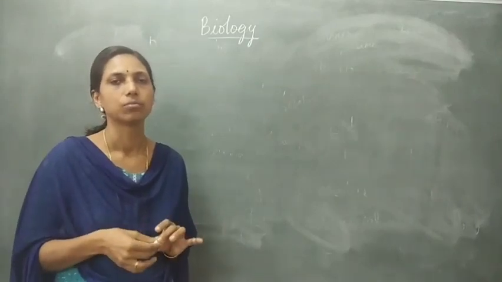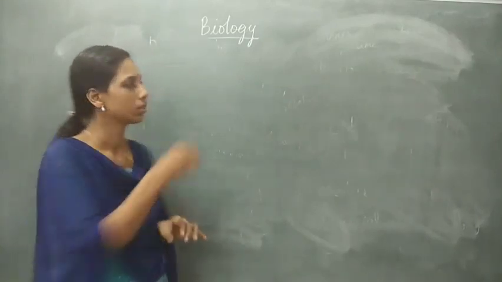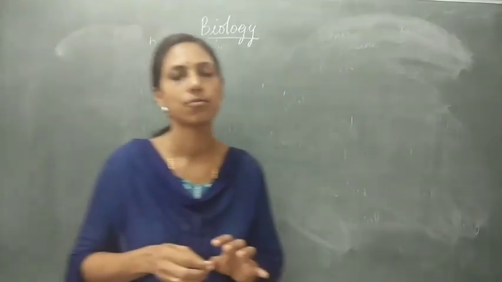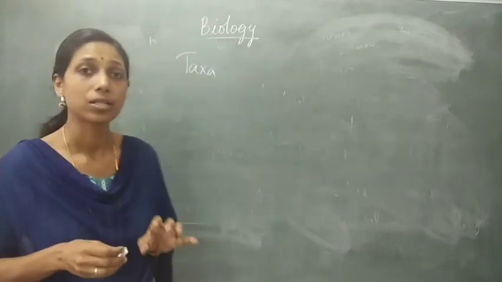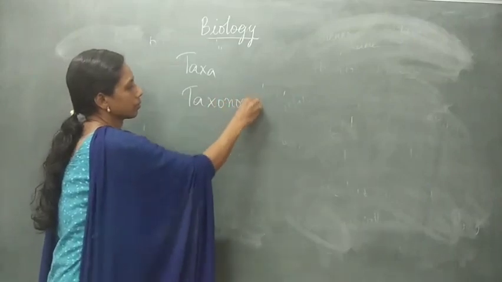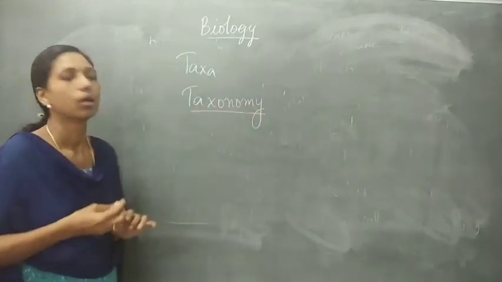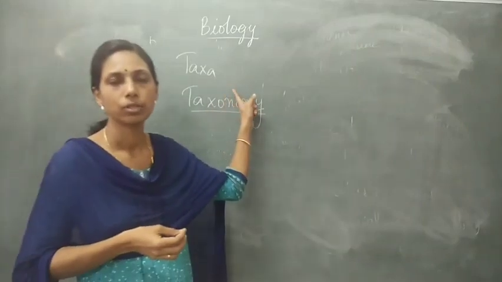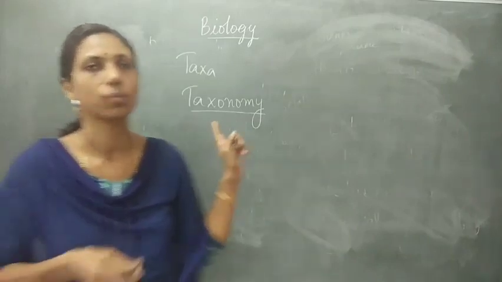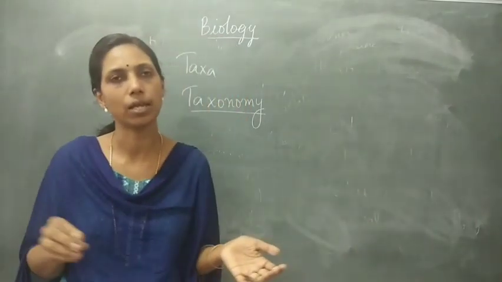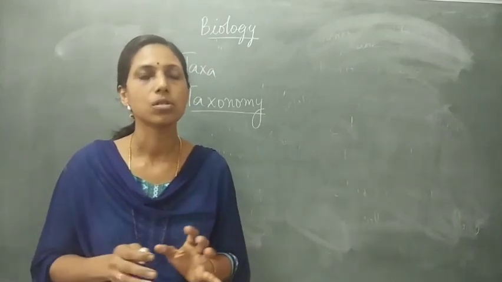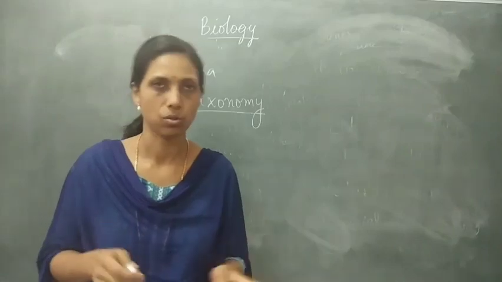The scientific term for these categories is called taxa, and the process of classification is called taxonomy. Okay, so the scientific term for the categories is taxa, and the process of classification is taxonomy. Based on the characters, all living organisms can be categorized into different categories. This process of classification, we call taxonomy.